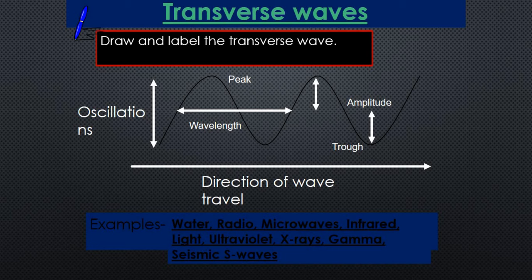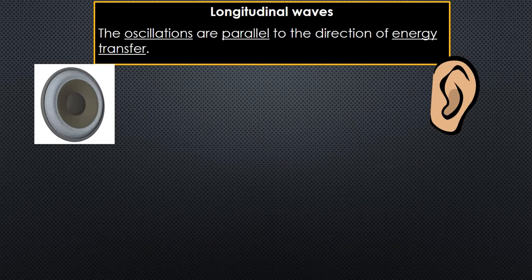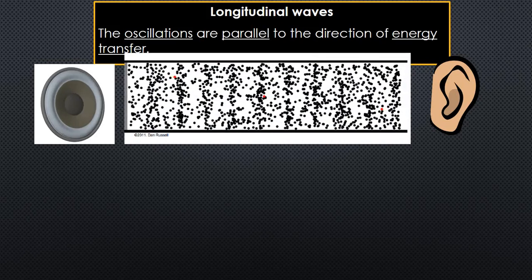So please make a note, make a nice clear diagram in your books of that and the examples as well, clearly labelled. So the second one we're going to look at is the longitudinal waves. Here the oscillations are instead parallel to the direction of energy transfer. So what does that look like?